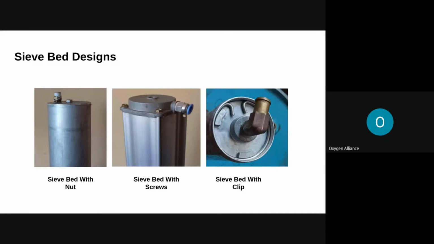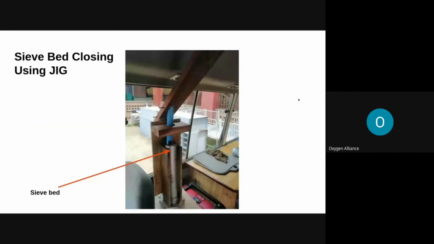The other one is the sieve bed with a clip. So if you could go to the next slide. For the sieve bed with a clip, you need to actually use something that can apply a good amount of force to compress the spring, because the spring of these models of concentrators like the DevilBiss 525 is on the harder side.